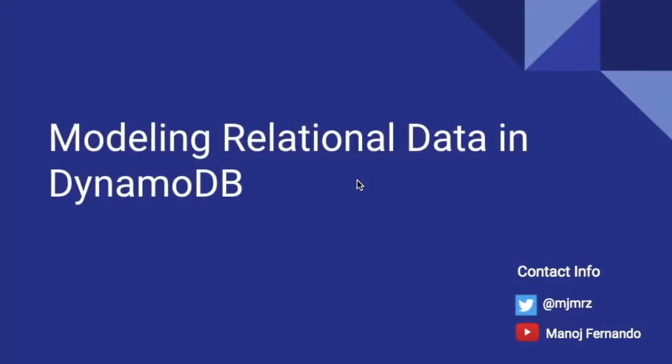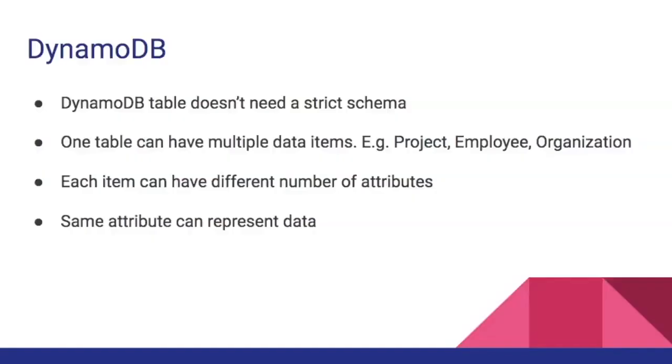So today we are going to talk about GSI overloading. Now, a DynamoDB table doesn't need to have a strict schema. Unlike in relational databases where the schema has to be uniform and strict, a DynamoDB table can have different data items. For example, projects, employees, organization in the same table. And the number of attributes in these data items can also be different. And in fact, the same attribute in two different data items can have entirely different values. They don't have to be exactly the same.